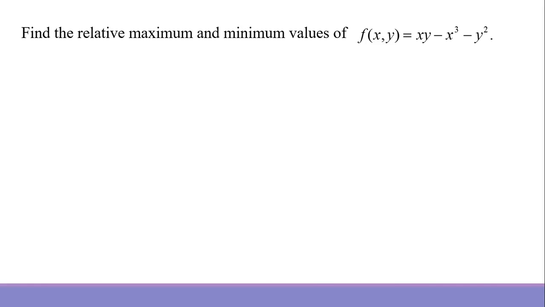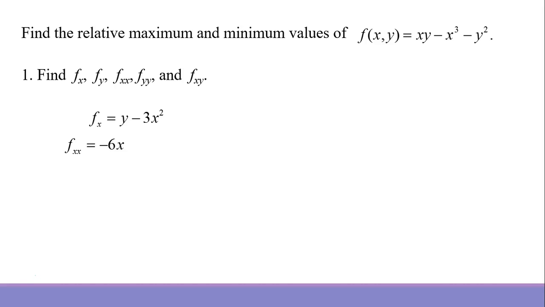Let's try this one. The process doesn't change. We're still going to find our first and second partial derivatives. Our first partial derivative, f sub x, is y minus 3x squared. F sub xx is -6x. F sub xy is 1. Our first partial derivative, f sub y, is x minus 2y, so f sub yy is -2.